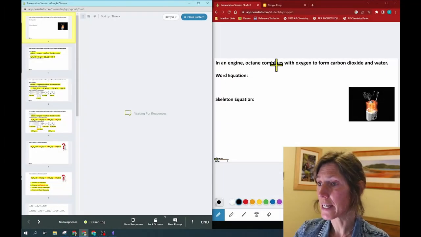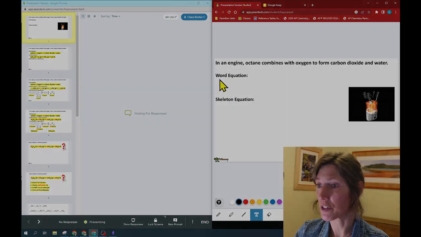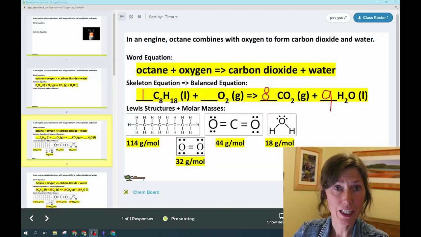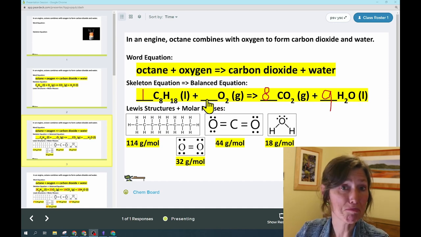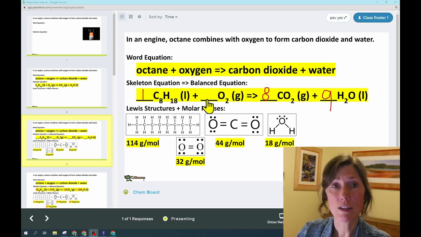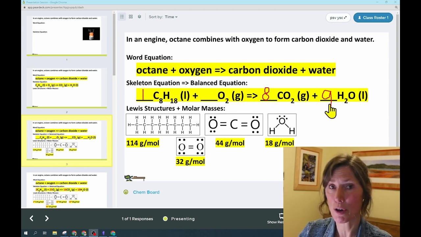So on the right, in an engine, octane combines with oxygen to form carbon dioxide and water. So let's see if this student can now answer this question. We are now on a key juncture in this lesson. My student has answered partly the actual balancing of the chemical equation involving the combustion of octane. We see here we have one octane molecule, maybe one, don't know yet, number of oxygen molecules, 8 carbon dioxide molecules, and 9 water molecules. So I want to give this student some feedback.